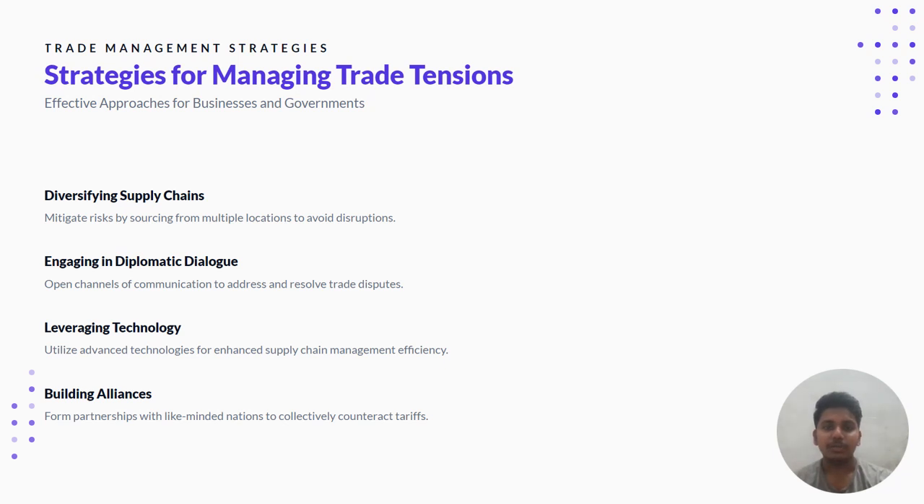Leveraging technology. Using advanced technologies like automation and AI can help companies reduce production costs and adapt to changing trade policies more effectively. Building alliances. Forming trade alliances with other nations can strengthen economic ties, create leverage in negotiations, and reduce the impact of trade tensions with a single country.